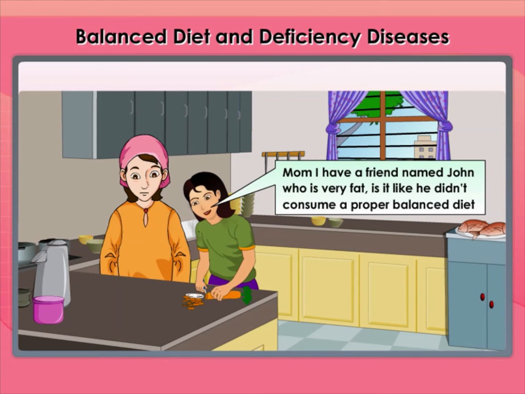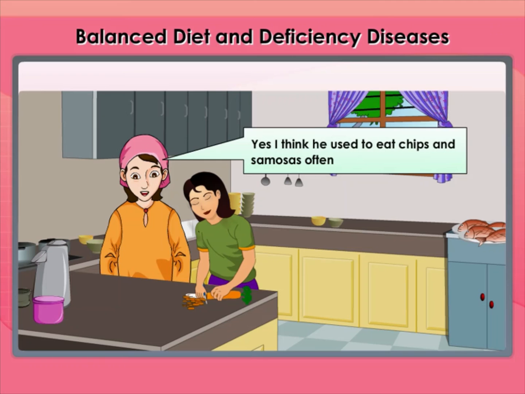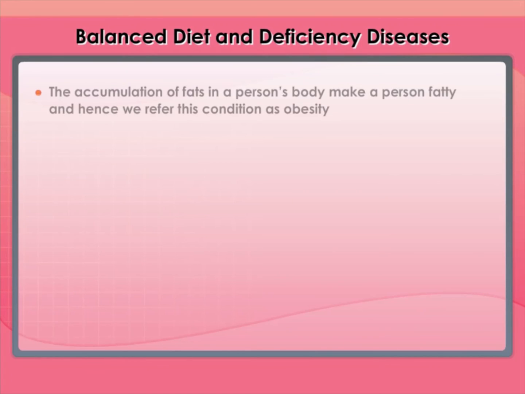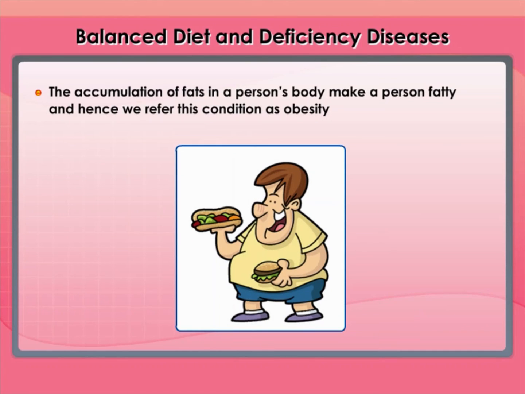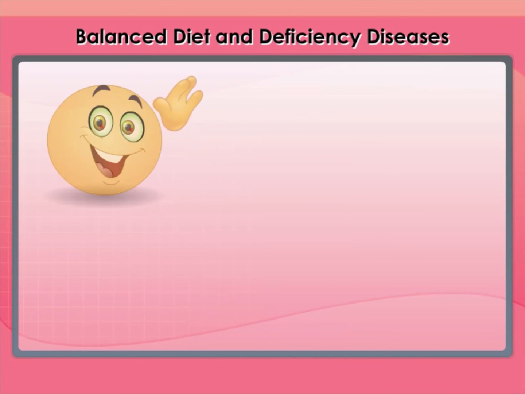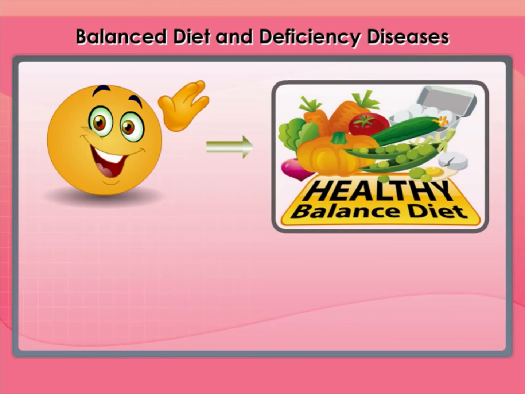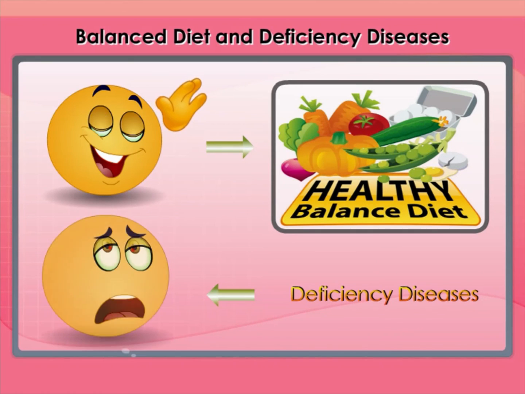Mom, I have a friend named John who's very fat. Is it like he didn't consume a proper balanced diet? Yes, I think he used to eat chips and samosas often. The accumulation of fat in his body makes him fatty, and hence we refer to this condition as obesity. If you bid goodbye to the balanced diet, then you will be forced to say hello to the deficiency diseases.